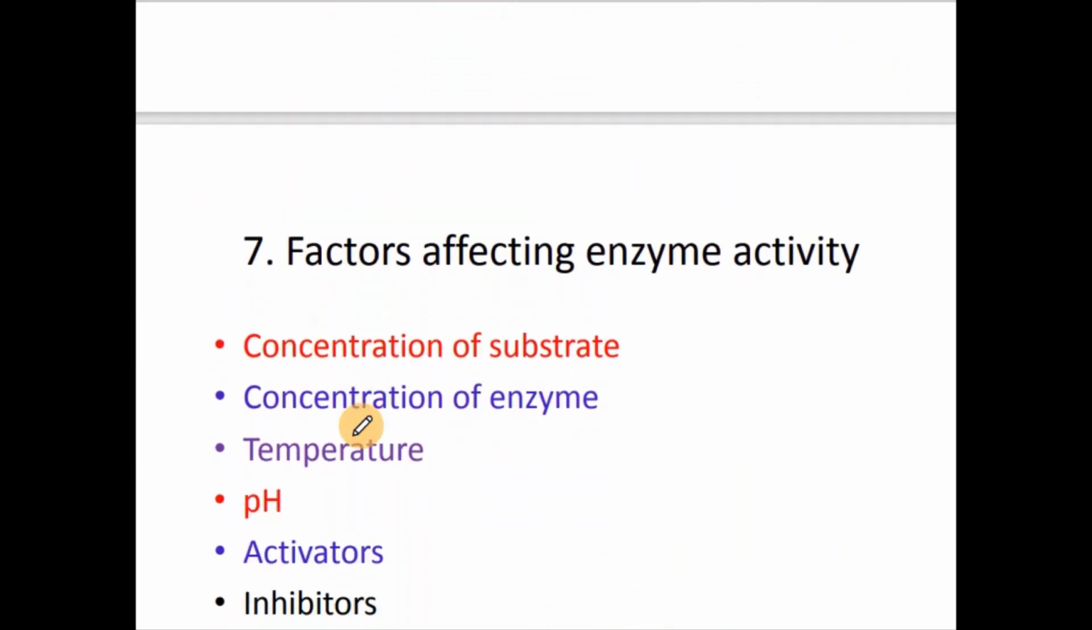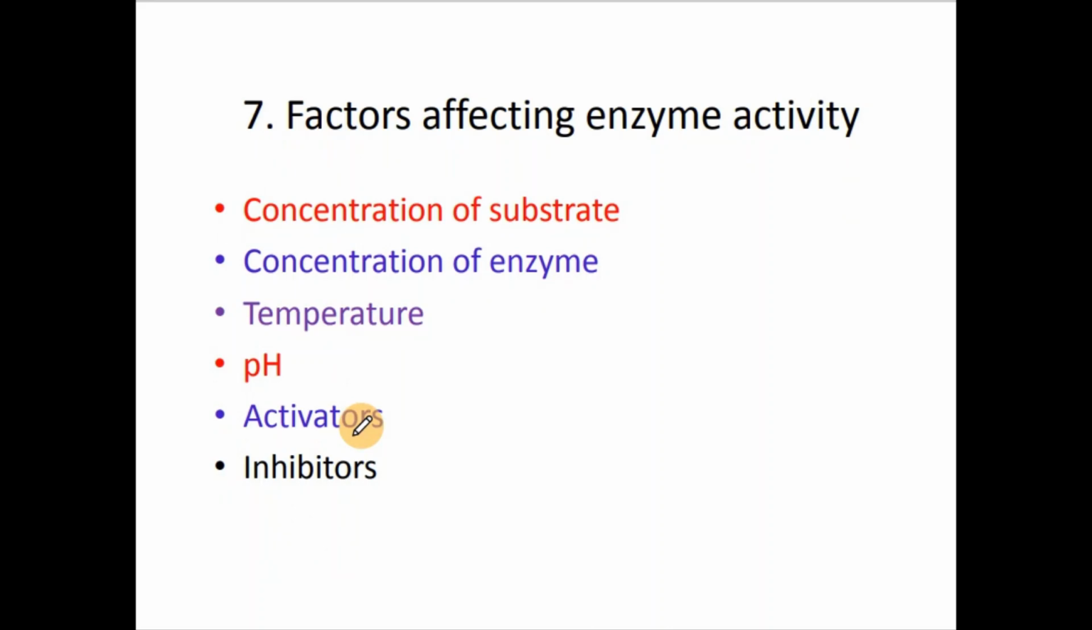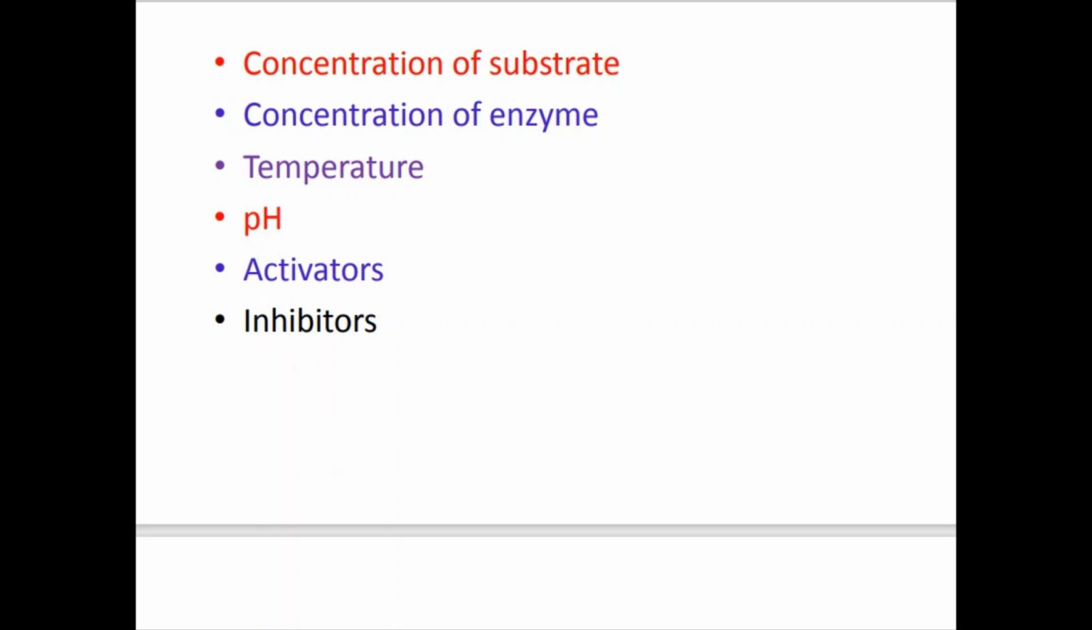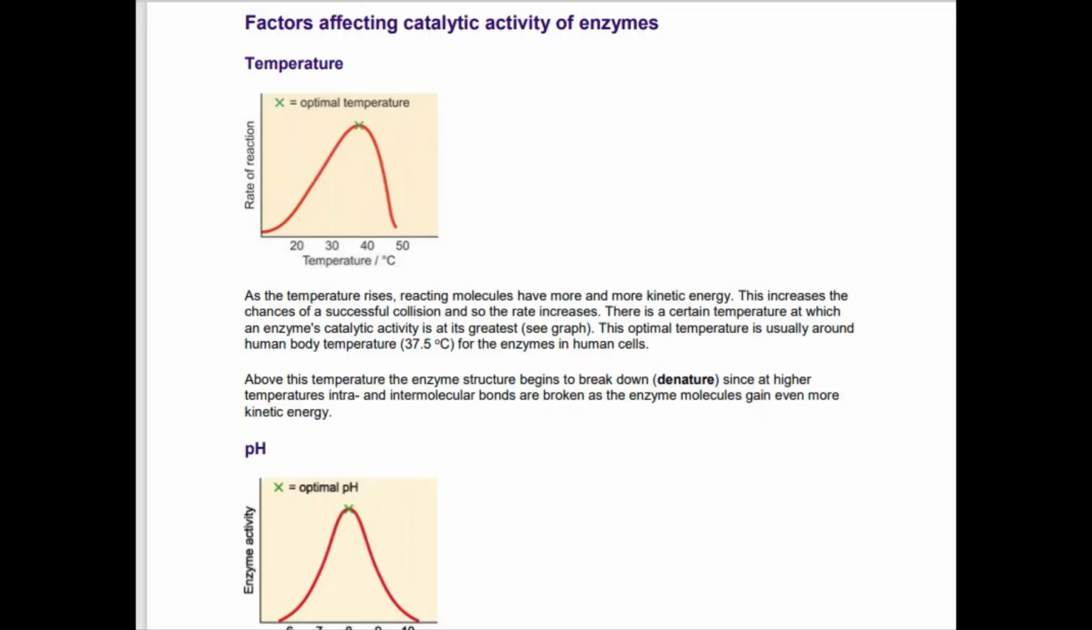So let's look at factors that affect an enzyme activity. Then we are going to look at graphs that illustrate these factors. So how enzymes affect how quick a reaction can go, the reaction rate. These factors affect how quick the rate of a reaction can proceed. You can have substrate concentration, you can have enzyme concentration, you can have temperature, you have pH, you can have activators, and you can equally have inhibitors.